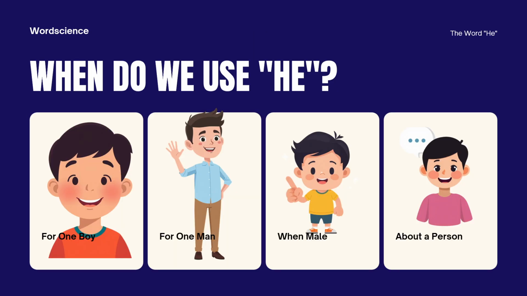When do we use he? We use he for one boy or one man. We use it when we know the person is male. It's a simple way to talk about someone special.